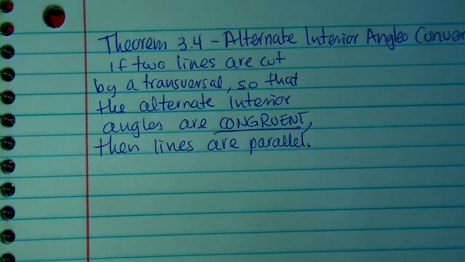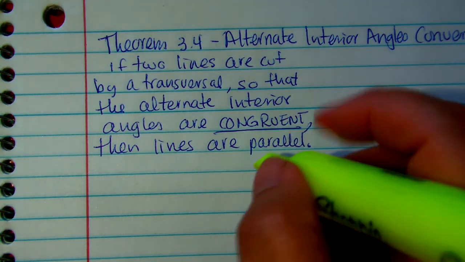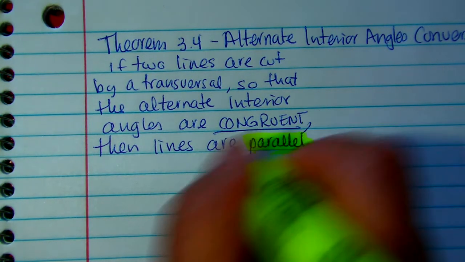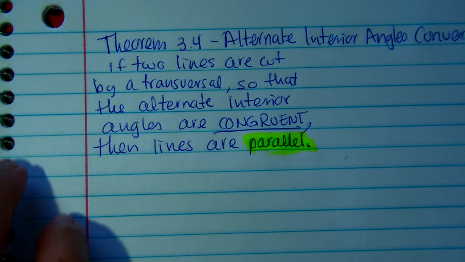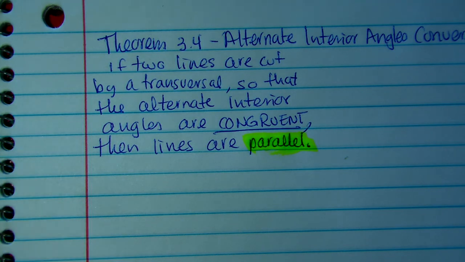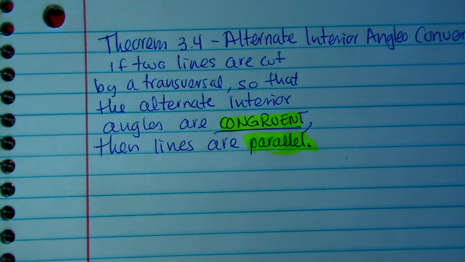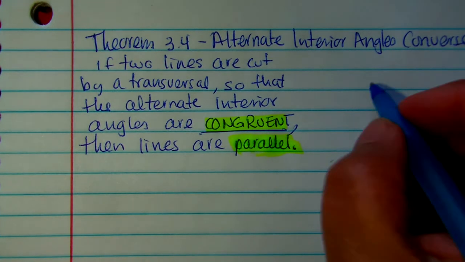Okay, so you see, it's like doing the other theorems the other way around. With the other theorems, the ones that we did on lesson 3.2, we were saying if the lines are parallel, then the angles are congruent. This way is the other way around. If you find out that the angles are congruent, then the lines are parallel. So we have a system like this.